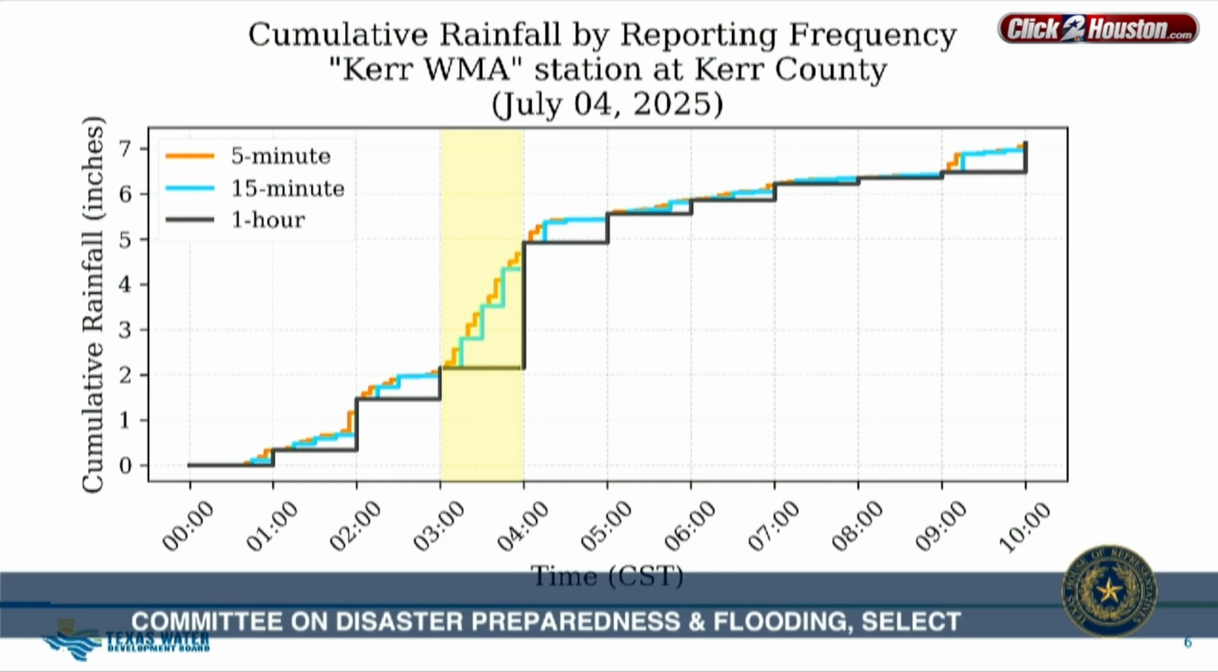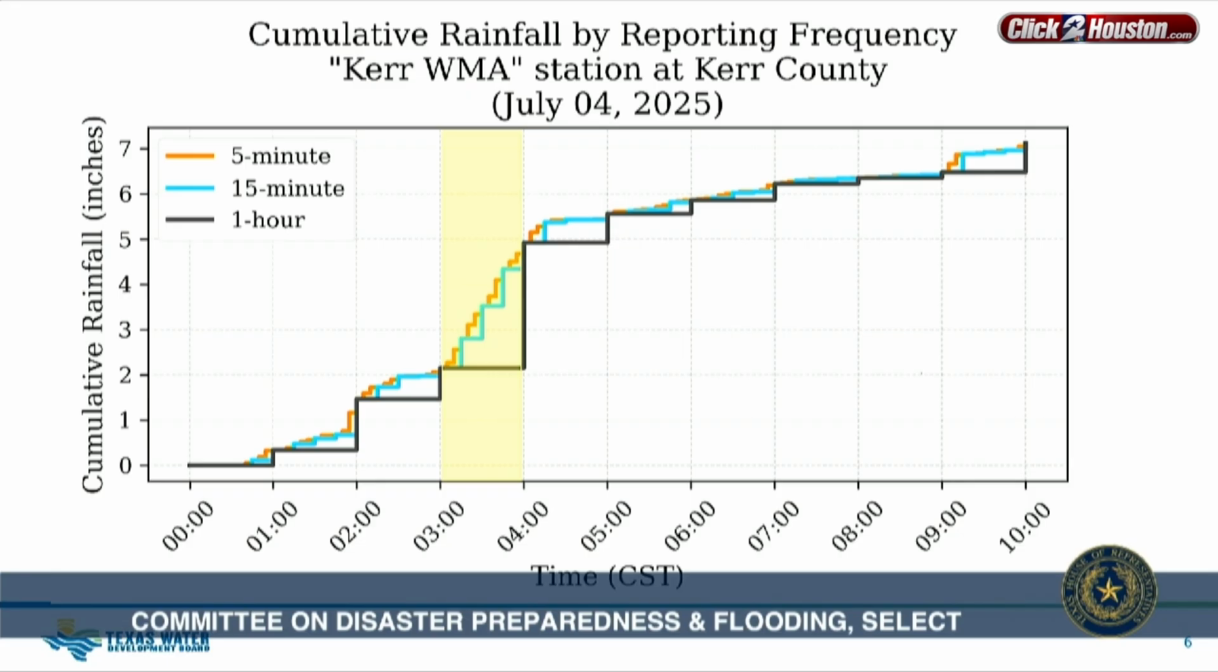If I can draw your attention to the yellow highlighted area, between 3 a.m. and 4 a.m., we can see how receiving information in 5-minute intervals allows for quicker decision making. And I want to note here that at 3 a.m., we already had 2 inches of rainfall in the watershed, and we were about to receive 3 more inches.